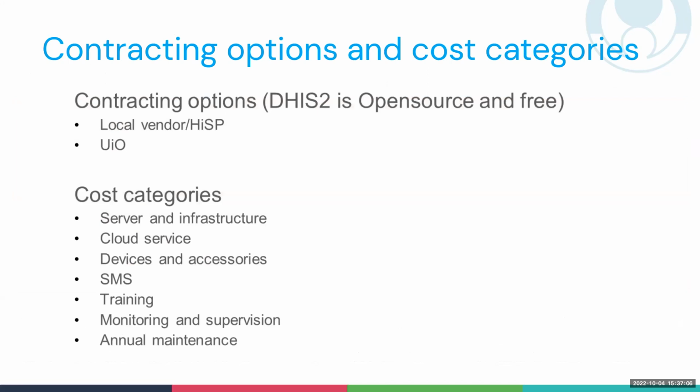So what are the contracting options and the cost categories? Since DHIS2 is open source and free, as we all know, any local vendor or HISP can implement this immunization registry. And we can also get support from the University of Oslo. The cost categories are very basic here: the server infrastructure cost, and if the country decides, they can go with a cloud service also. There are devices and accessories, SMS cost, training, monitoring, and supervision. And for sustainability, there is an annual maintenance cost involved.